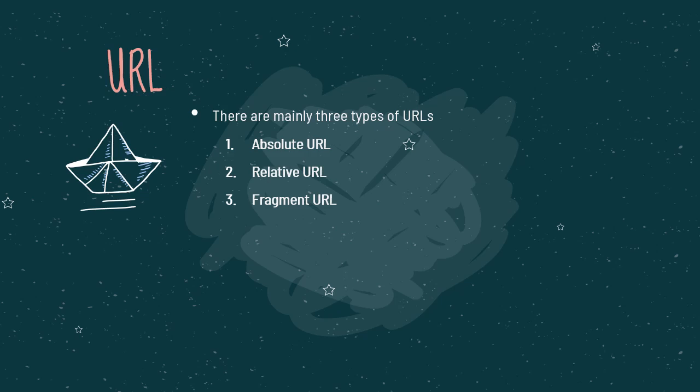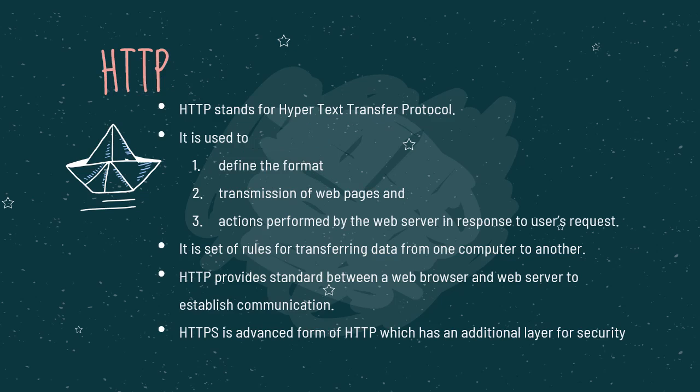Then relative URL means the path related to another web address. Then fragment URL means searching with a hash symbol instead of the file name. So that means you can access any of the files in that particular directory itself. So these are the three main types of URLs: absolute URL, relative URL, and fragment URL.